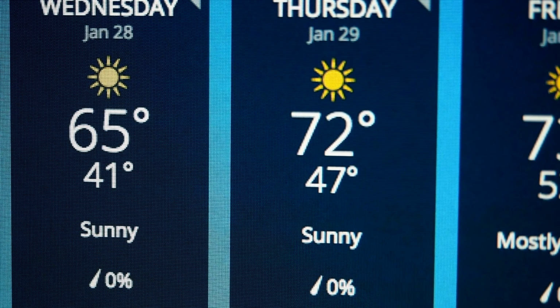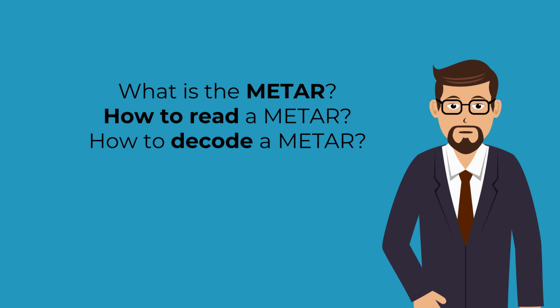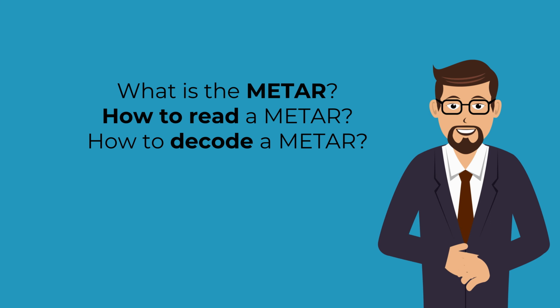The best way to do that is to read a METAR. Learning how to read a METAR can be tricky. Today we will offer you some easy-to-follow guidance and some practical examples. Let's jump right in. What is the METAR?